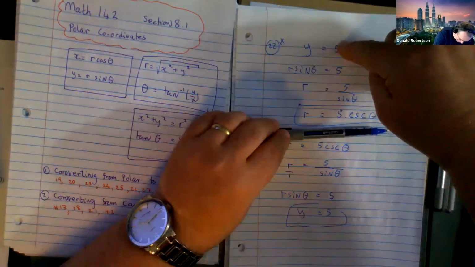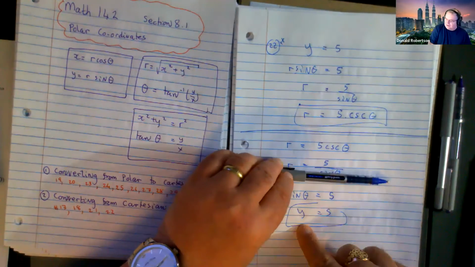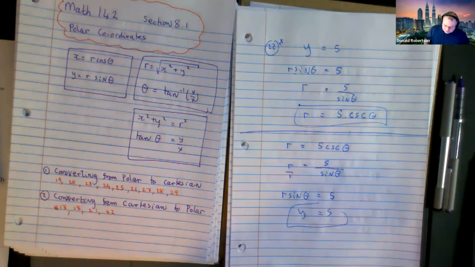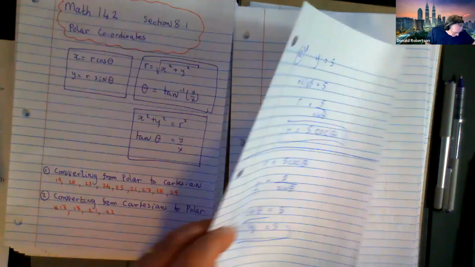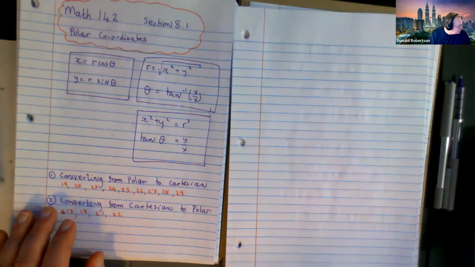If you started with y equals 5, this is its polar. If you started with this polar, don't you get back to that? Which you would expect, wouldn't you? I mean, they're just two different ways of representing, in this case, a straight line. And where shall I go next? Ooh, there's some cool ones.